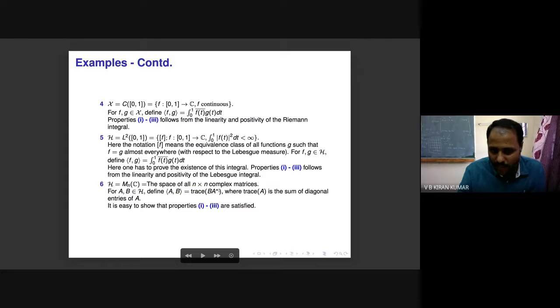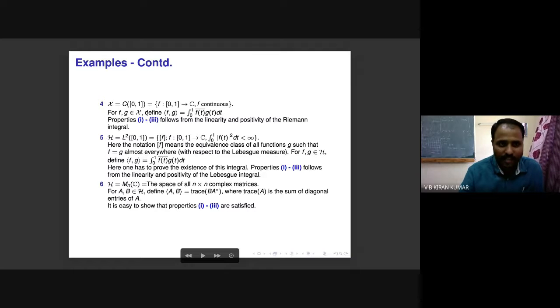A star means conjugate transpose. And if you multiply B with A star, you get a matrix. And trace means sum of the diagonal entries. It's an easy thing for you to verify that this also satisfies the conditions 1, 2, 3. Now we have seen several examples, in fact 5 or 6 examples, where the same condition is satisfied.